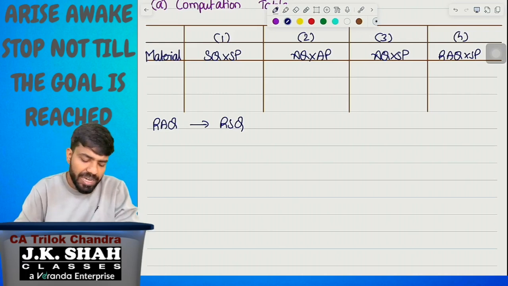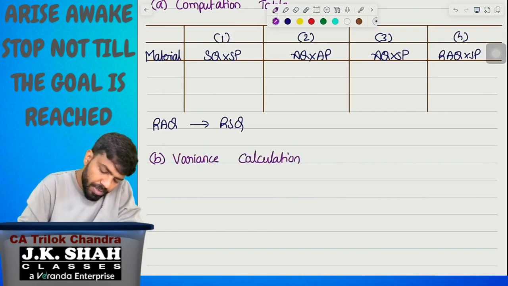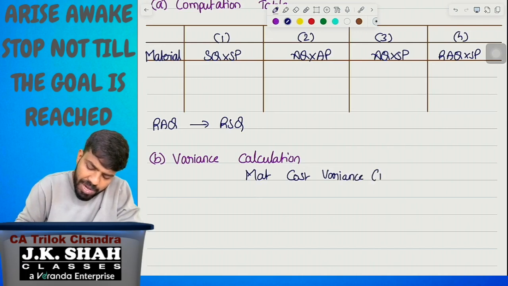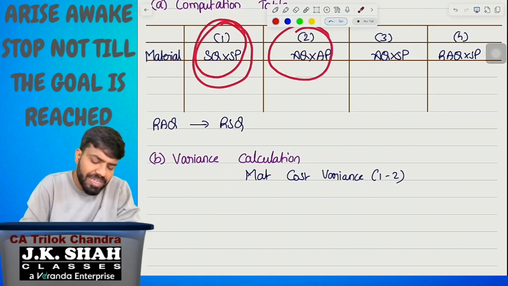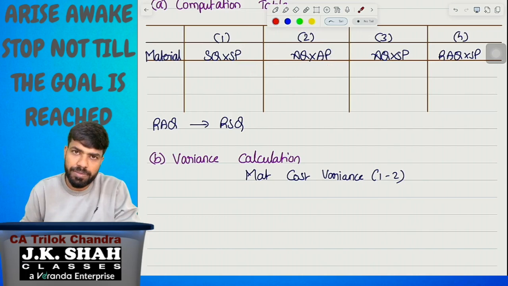This is about the computation table. Then we are going to calculate the variances. B, variance calculation. Look here. First, material cost variance. What is the formula? 1 minus 2, which means column 1 minus column 2. In column 1 we have standard cost. In column 2 we have actual cost. The difference is the cost variance.